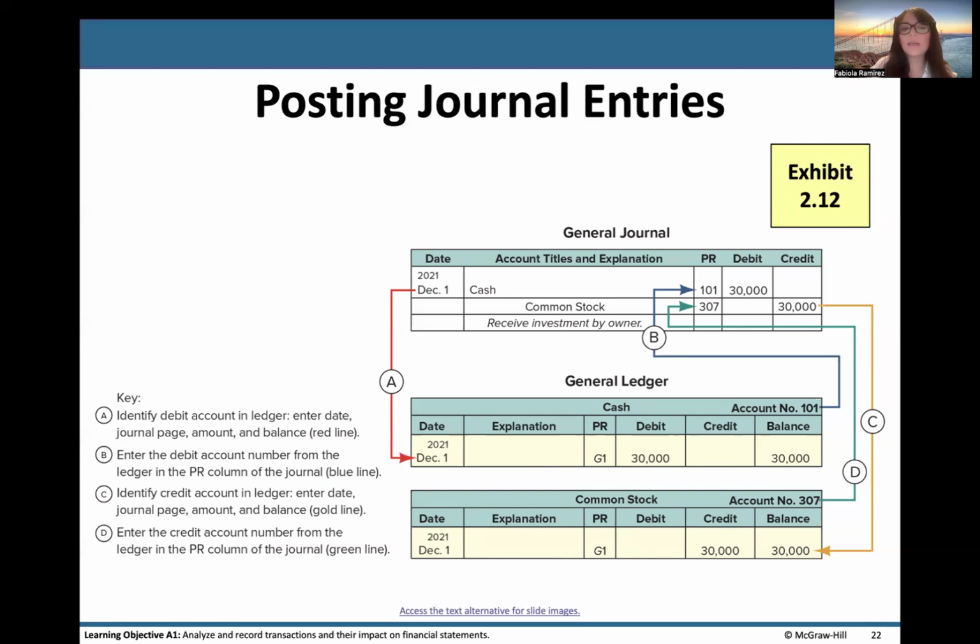We enter the debit account number from the ledger in the PR column of the journal. We identify the credit account in the ledger. We enter the date, journal page, amount, and balance. Next, we enter the credit account number from the ledger in the PR column of the journal. So this is a nice illustration of how things flow into one another.